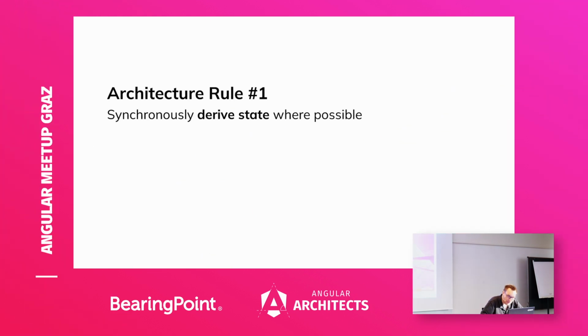And this brings me to a first architectural rule, which is synchronously derive state where possible. This also fits well to functional programming and even more to reactive programming. In those areas, it's not usual to mutate state. Instead of this, we try to derive state from existing variables. And we need to do this in a synchronous way because signals are currently mainly intended for synchronous operations. And also computed only works well with synchronous operations. We should keep this in mind. For async stuff, we need something else.